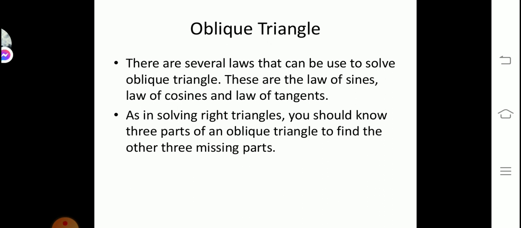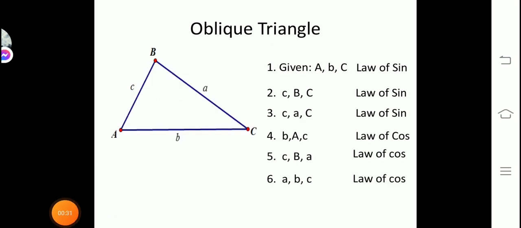As in solving right triangles, you should know three parts of an oblique triangle to find the other three missing parts. Here are the oblique triangles given. Example 1, ABC, law of sine. Number 2, CBC, law of sine. Number 3, CAC, law of sine. Number 4, BAC, law of cosine. Number 5, CBA, law of cosine. Number 6, ABC, law of cosine.